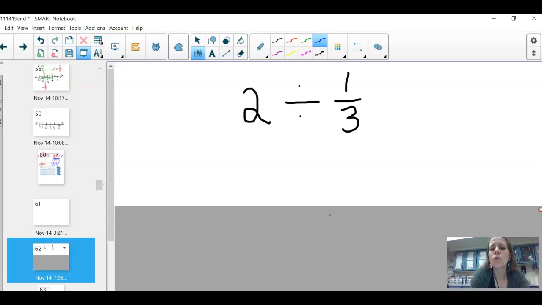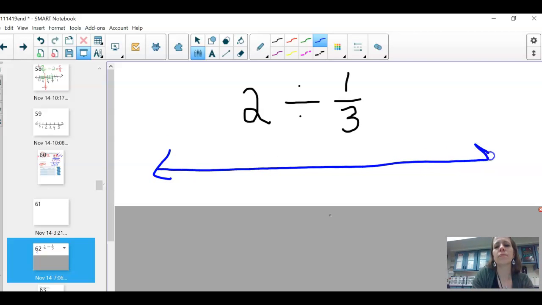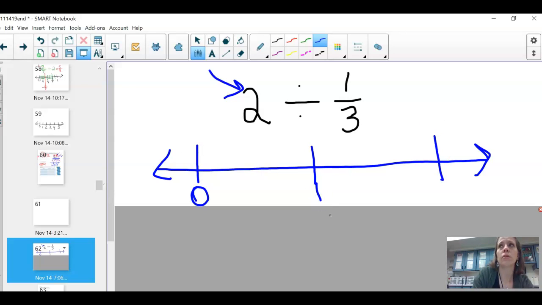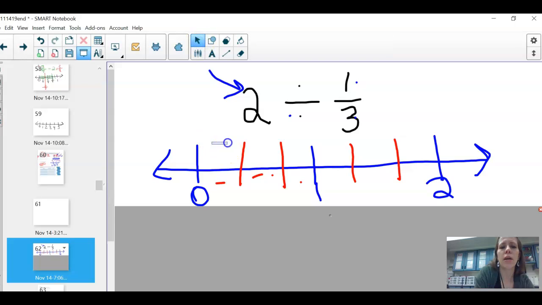2 entre 1/3, okay? So I want 2 divided by 1/3, okay? First step, draw your number line. Here's my arrow, and I'm going to look for what number I'm going to start with. I'm going to start with 2. 0, 1, 2. I'm going to break up 1 into thirds. 1, 2, 3. Okay? So I have 1, 2, 3 for thirds.